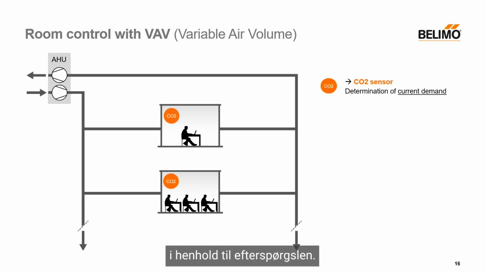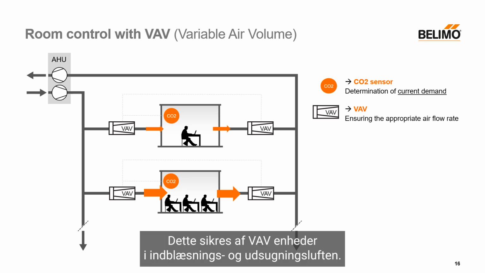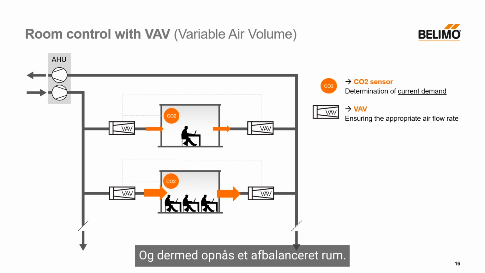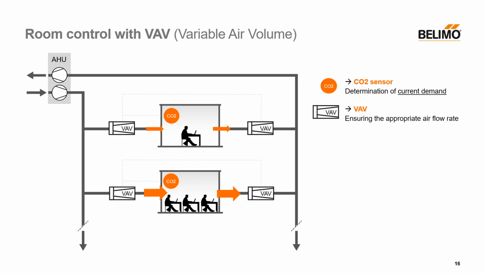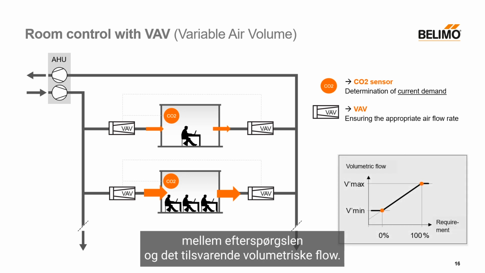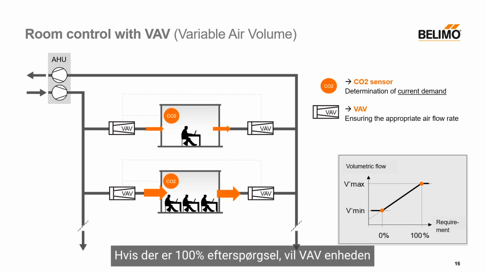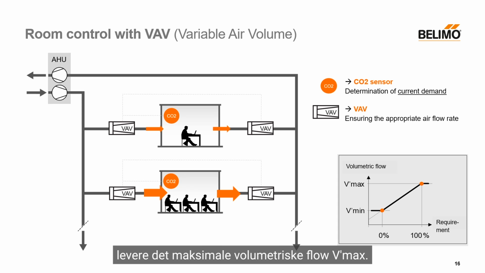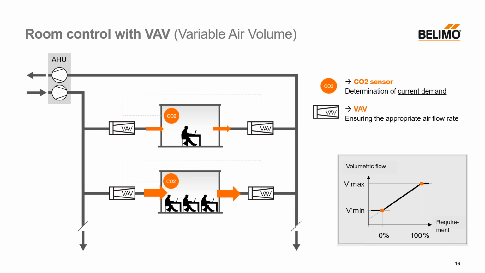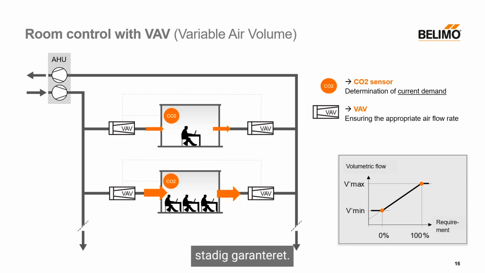The correct airflow rate must now be supplied according to the demand. This is ensured by VAV units in the supply air and extract air, and thus a balanced room is obtained. The image on the right shows nicely that there is a linear relationship between the demand and the corresponding volumetric flow. If there is 100% demand, the VAV units supply the maximum volumetric flow Vmax. If there is no demand, a minimum volumetric flow Vmin is still guaranteed.